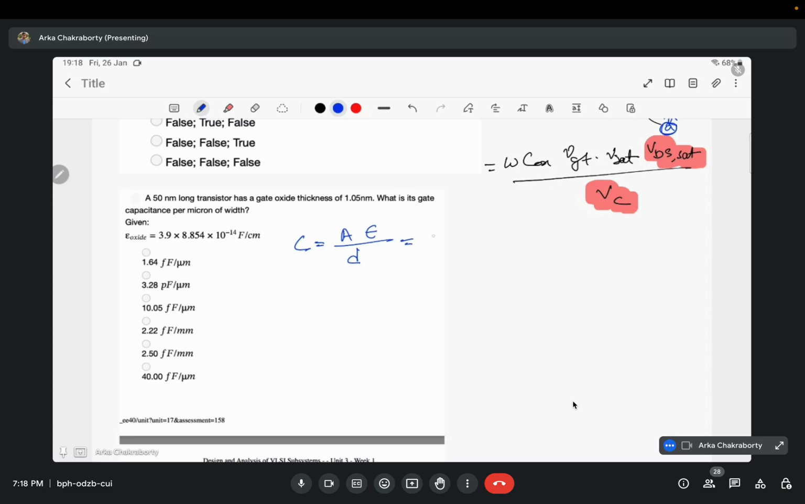Now what is A? A is equal to W into L, width of the transistor times length of the transistor, into epsilon naught epsilon R. D is here T ox, because the charge is stored in the oxide region of the capacitor. If you go through details of where the charges are stored, like parasitic charges and all, you will see it is almost near the oxide only.